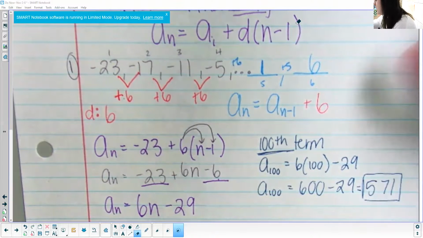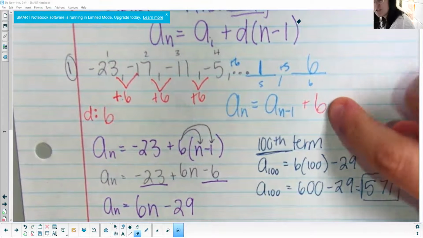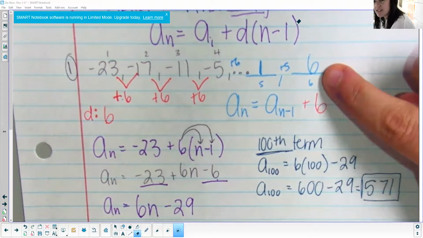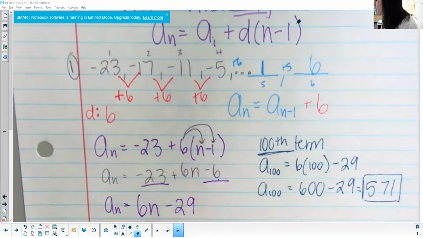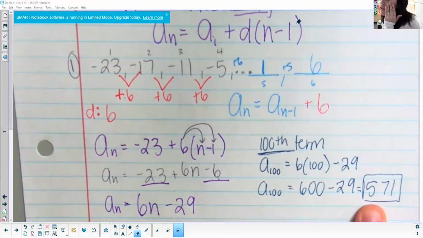So we found the recursive formula, and we used the recursive formula to find the 5th and the 6th term. Then we simplified our explicit formula to find the 100th term, and our 100th term was 571.